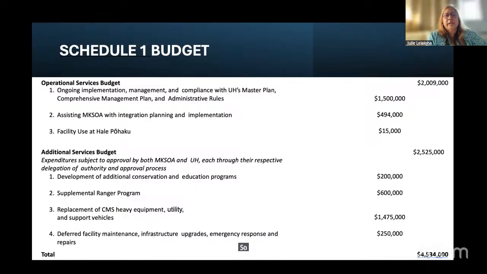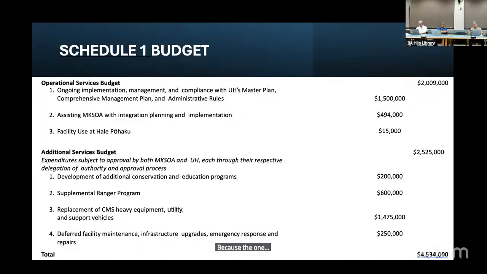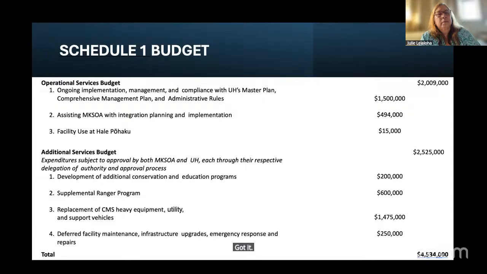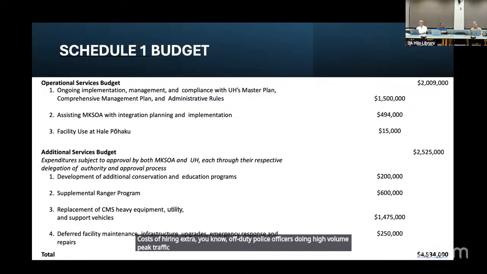So what is the difference between that and the supplemental ranger accounting here in the additional services budget? The 1.5 doesn't cover everything in the Rangers program. It's just like the bare minimum. Yeah, there are some additional expenses: equipment, supplies, costs of hiring extra off-duty police officers during high volume peak traffic times, overtime, things like that.